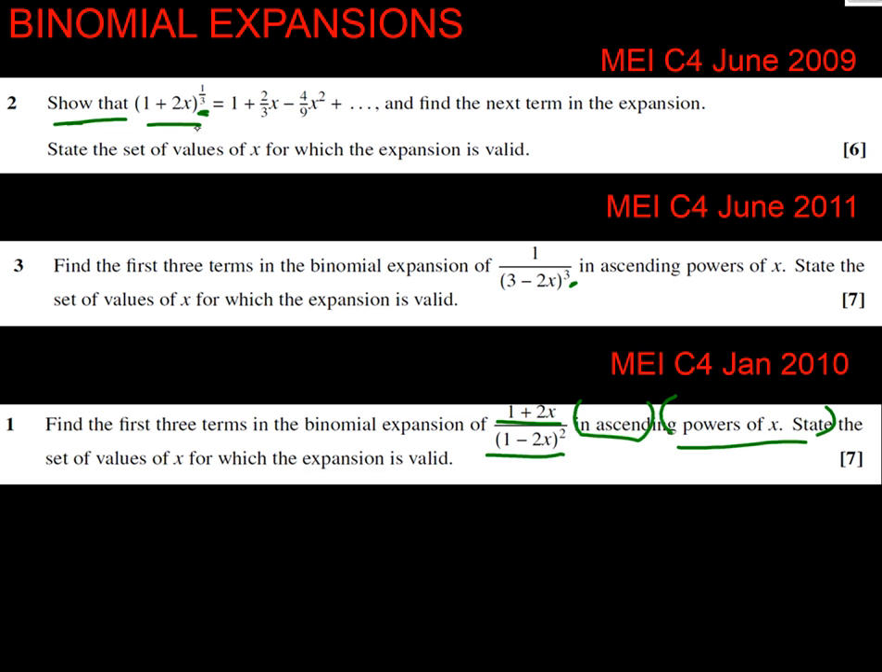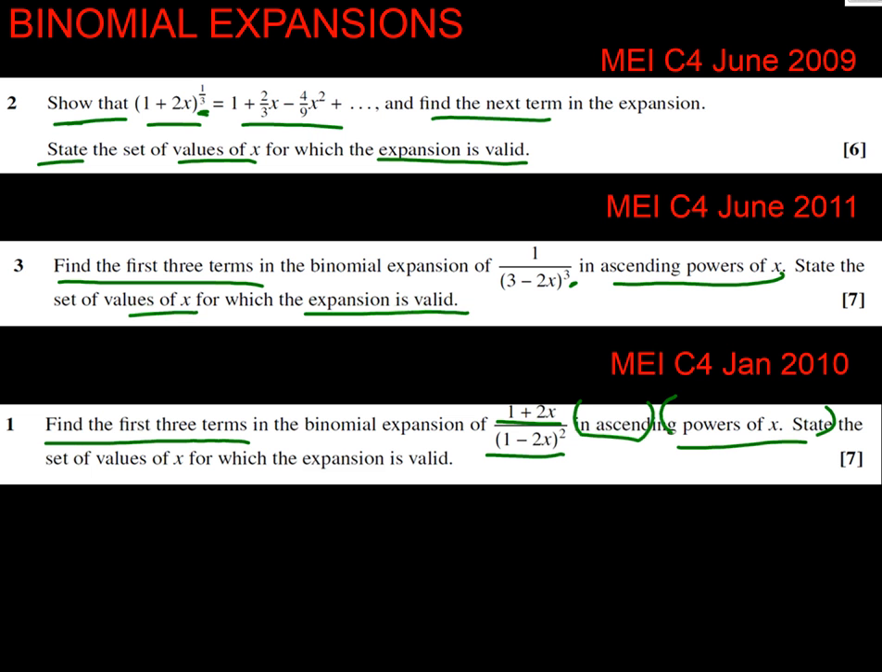They all show that something equals something and find the next term and then state the values for which the expansion is valid. That's the first question. Second one is explicit. It says find the first 3 terms in ascending powers of x and then state a set of values for which expansion is valid. And the third question is also find the first 3 terms of this expansion in ascending powers of x, and again set of values for which expansion is valid.